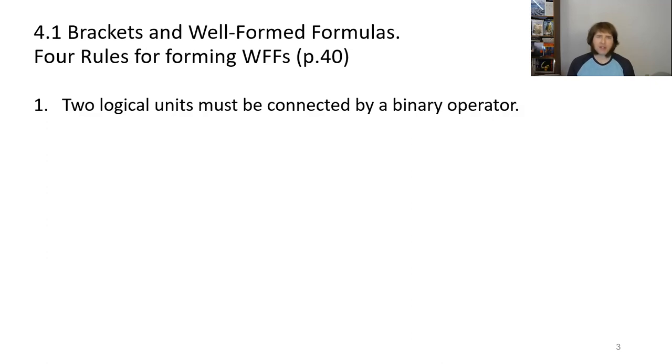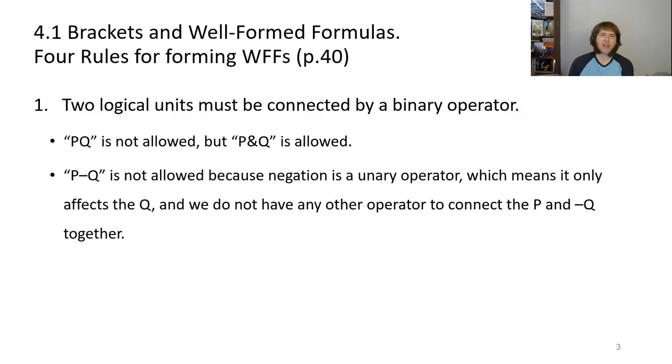So if we have 2 different logical units and we're trying to connect them together, they have to be connected by a binary operator. So look, you can't just have P Q, right? You can have P and Q. So if you have a simple statement, it just has to appear on its own. So if we have an argument, right, you could have a premise that just has one simple statement. If you want more than one simple statement in the same premise being represented in the same place, you're going to have to join them together somehow, such as P and Q.